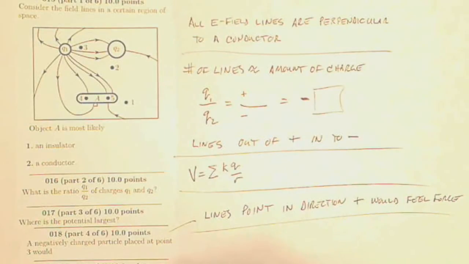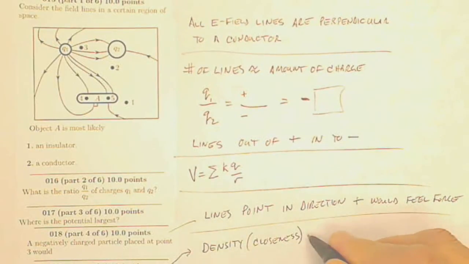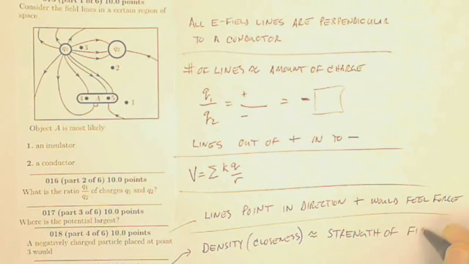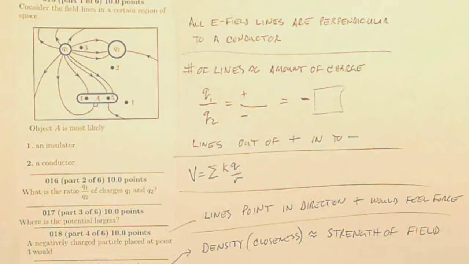Number 19 says, where is the electric field the smallest? The rule we need to know is that the density of the lines, or the closeness of the lines, is related to the strength of the field. So more lines, a stronger field. If you look at these points, where are there the most lines? So that's one thing you need, is that the density is related to the strength of the field.